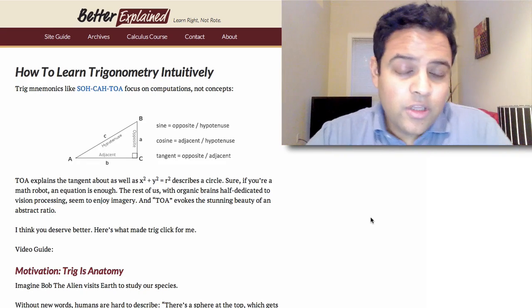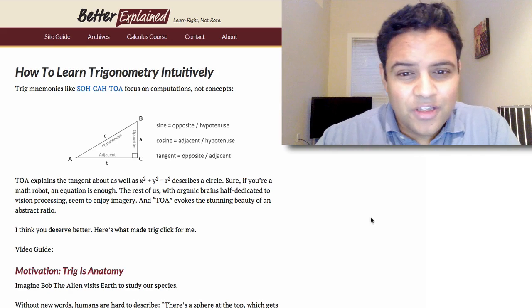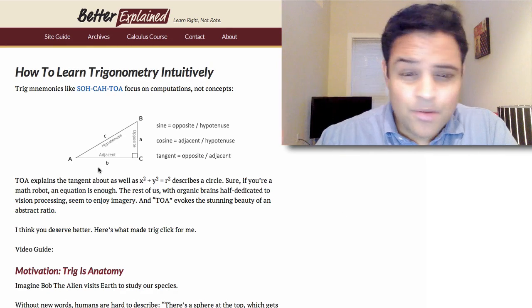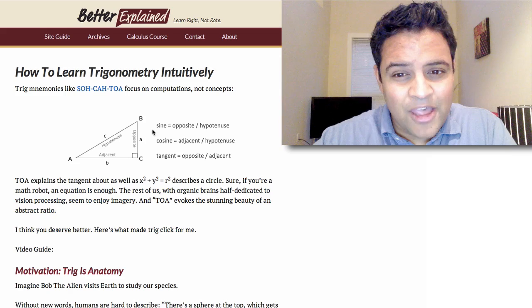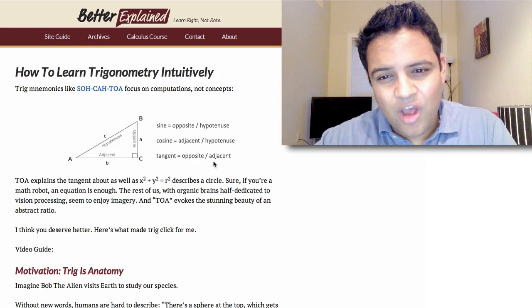I just want to give you a quick intuition on how to learn trigonometry intuitively. Normally when you study trig, you'll see diagrams like this, and you might have a mnemonic like SOHCAHTOA, so sine is opposite over hypotenuse, and cosine is adjacent to hypotenuse, and tangent is opposite over adjacent.